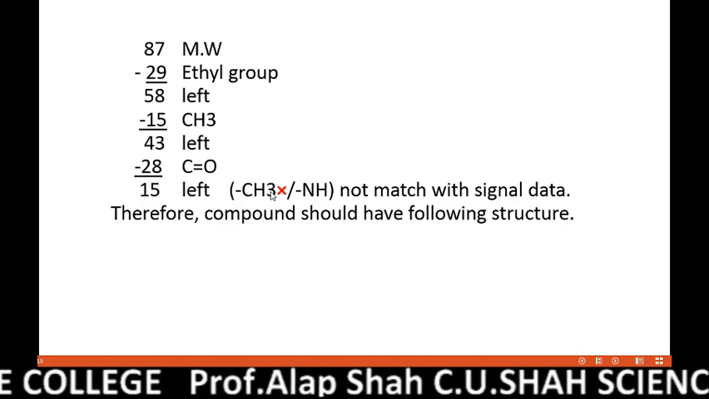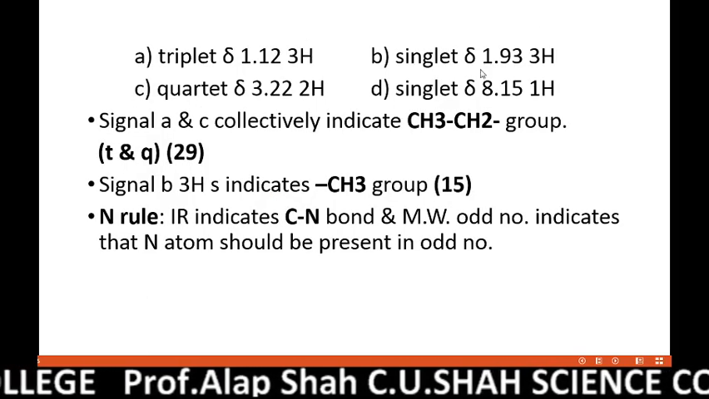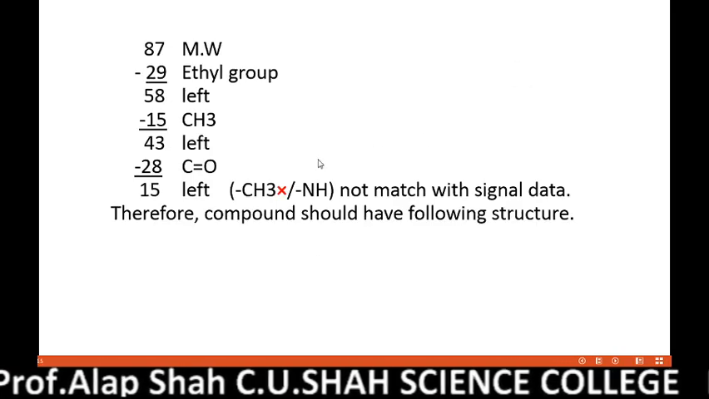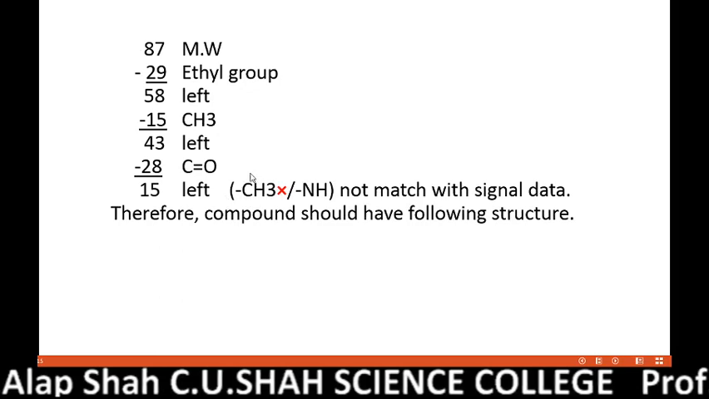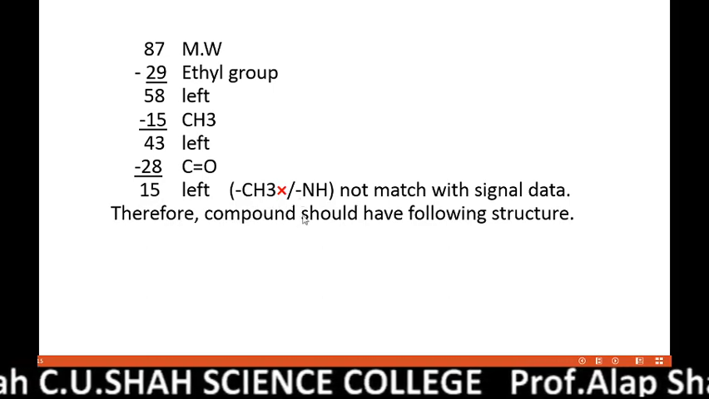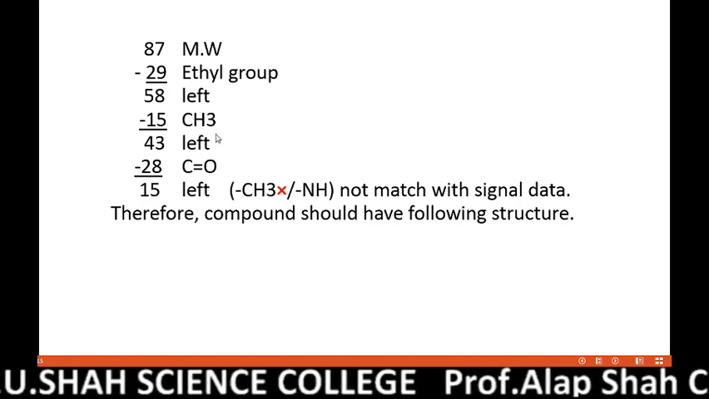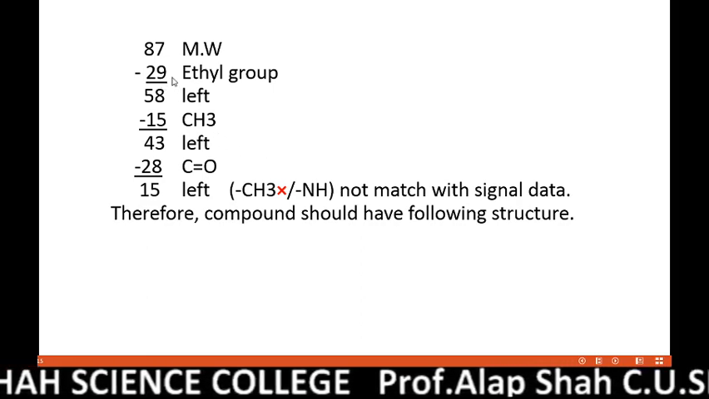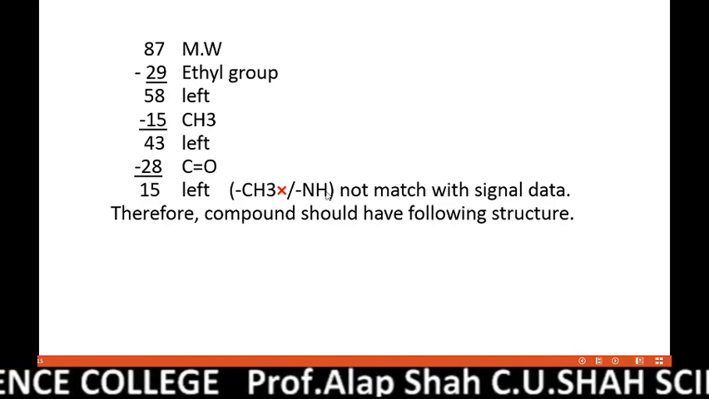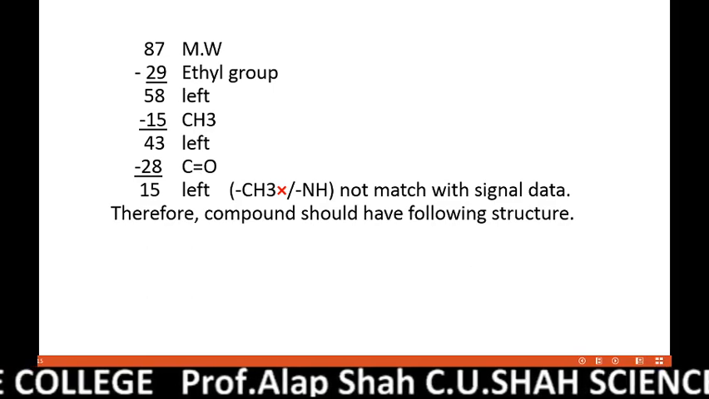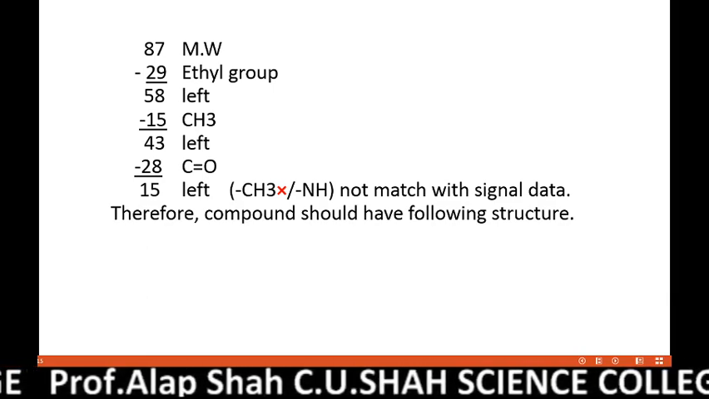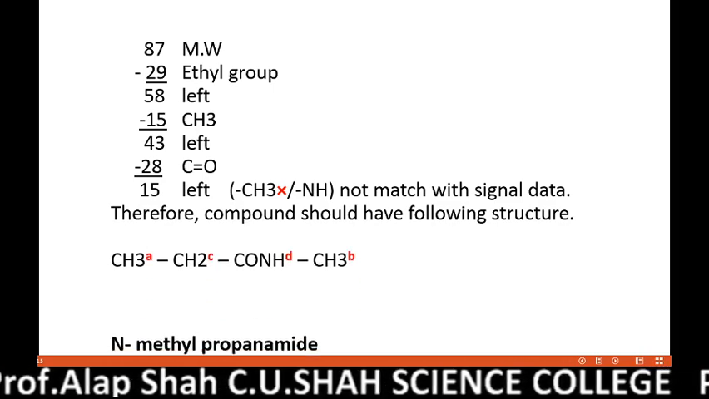Methyl is also not possible because the fourth signal D, which is yet to be explained, mentions only one H. A methyl group cannot be present here, because otherwise the signal data should give 3 protons. So, for 15 we can say that NH must be present. Now all 4 parts we have identified, their total is 87: ethyl group, methyl group, carbonyl group and NH group. We have to put them together in such a manner that the resultant structure matches the data. So this must be the answer.